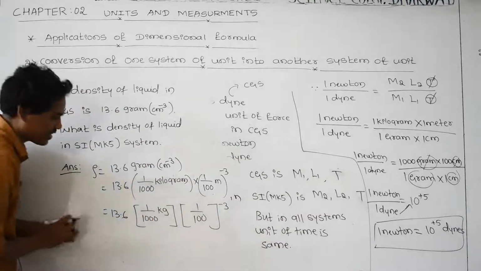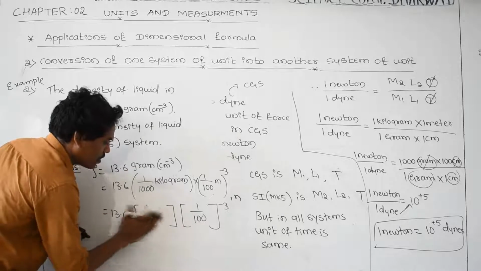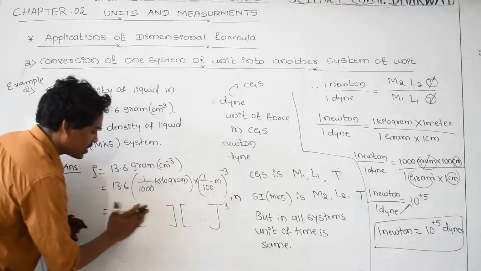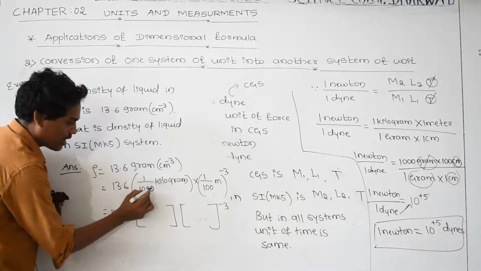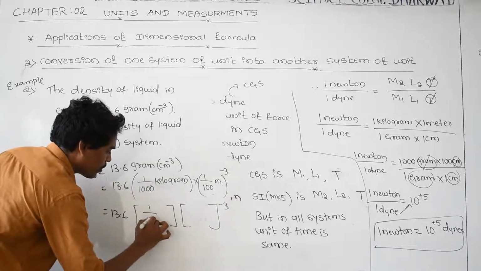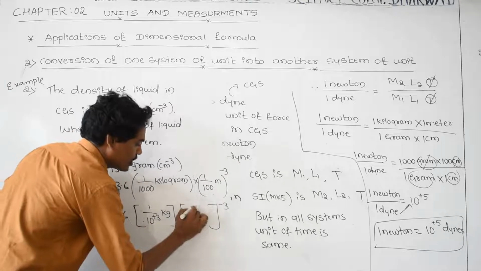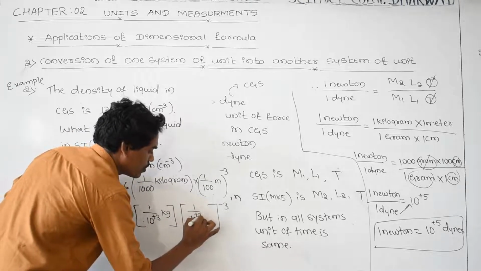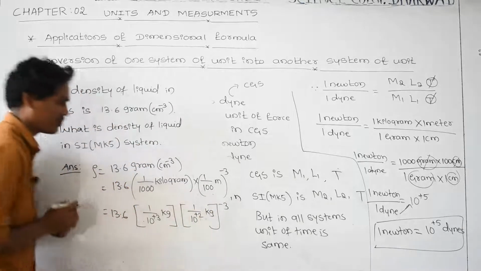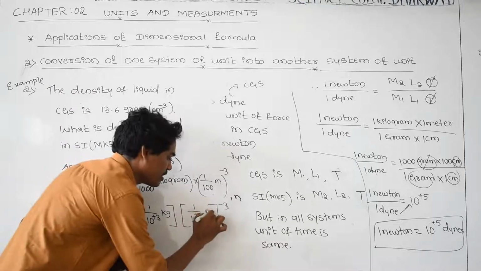See how I am writing. Now how many zeros are there? First you can see here 1, 2, 3. I am writing it as 1 by 10 to the power plus 3 kilogram, and 1 by 10 to the power plus 2 meter. Sorry, meter, not kg, meter.